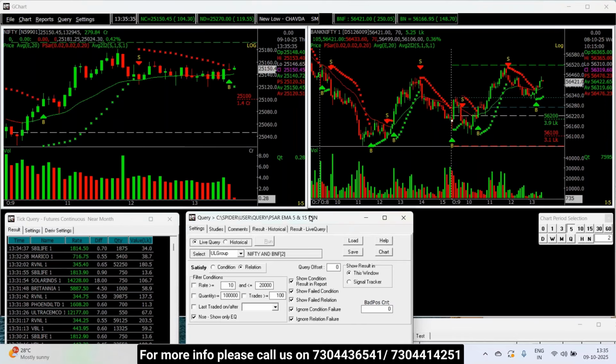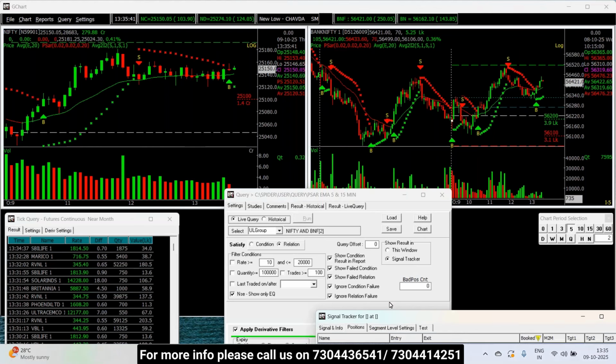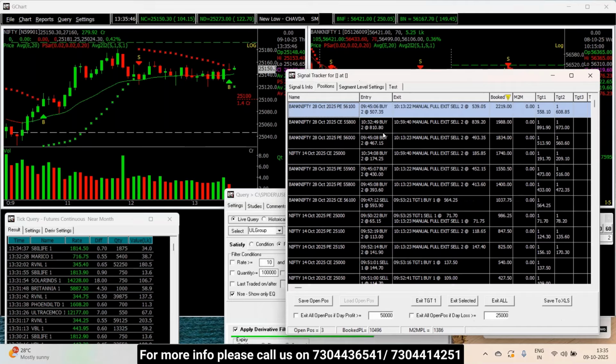So the algo is basically here, in this query you can find the signal tracker. The signal tracker is the algo. When you close it, the signal tracker is displayed. So this is the signal tracker. From the morning, it has generated 10,000 profit. For example, right now it shows 10,000 profit generated.